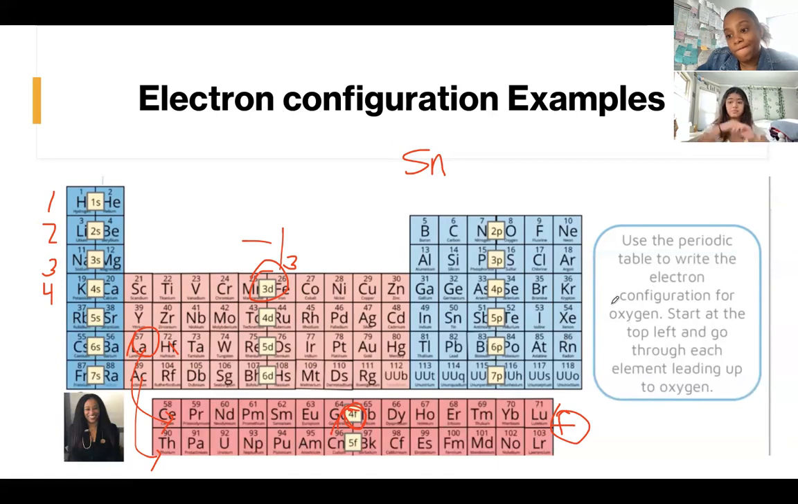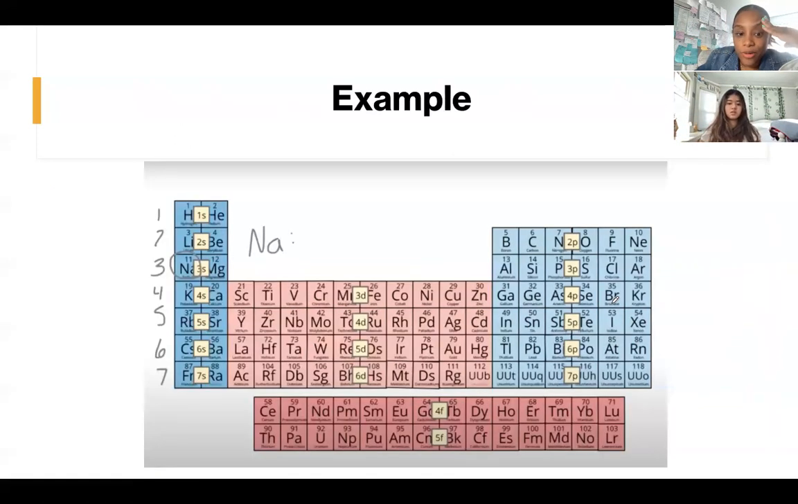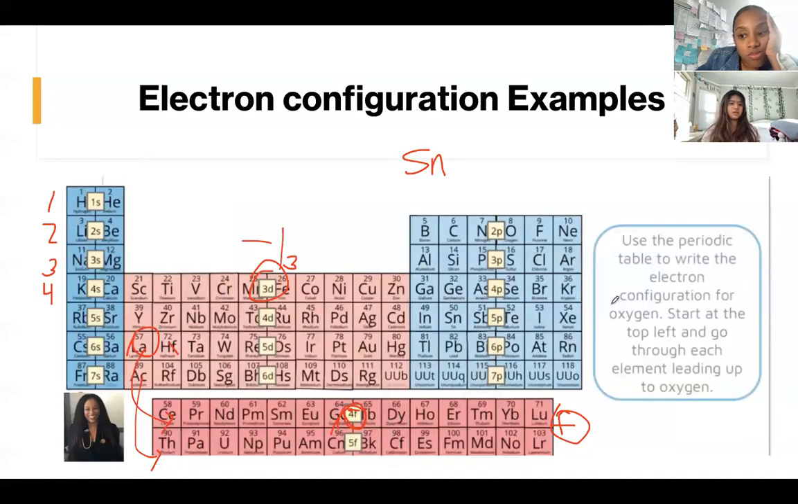Okay. Does that make sense? Yeah. Okay, so D is one behind, F is 2 behind, S and P. Just know D block starts at 3 and F block starts at 4.